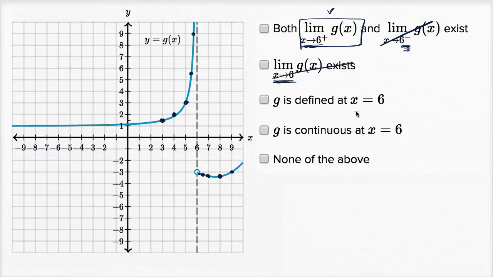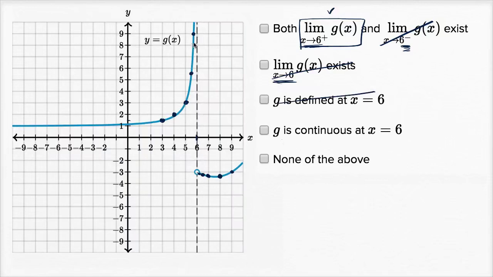Next: g is defined at x equals 6. At x equals 6, it doesn't look like g is defined. Looking at this graph, I can't tell you what g of 6 should be. We have an open circle over here, so g of 6 is not equal to -3, and this goes up to infinity, and we have a vertical asymptote actually drawn right over here at x equals 6. So g is not defined at x equals 6, so I'll rule that one out. Next: g is continuous at x equals 6.